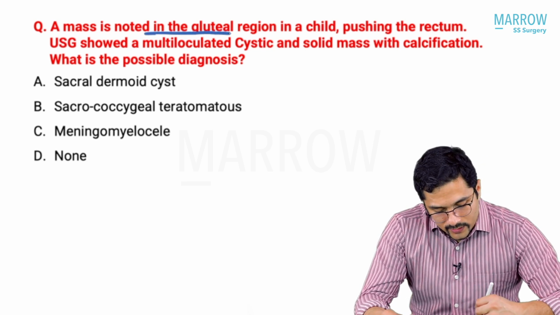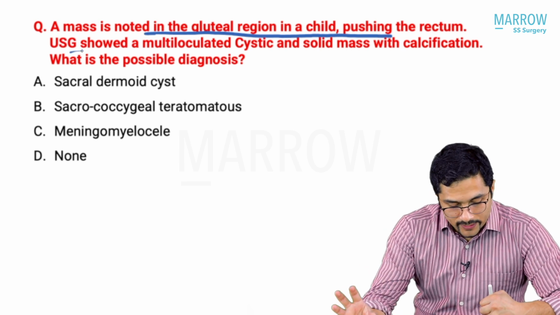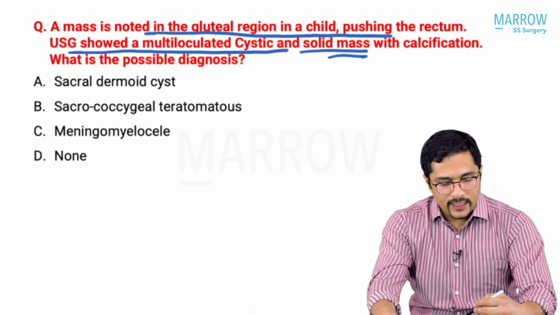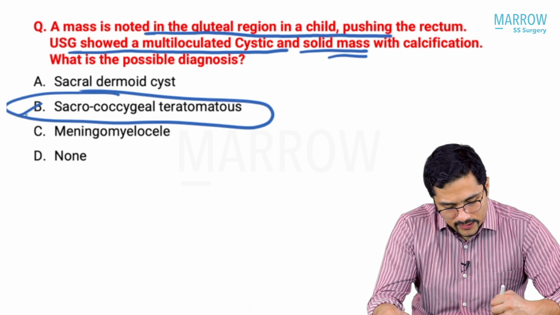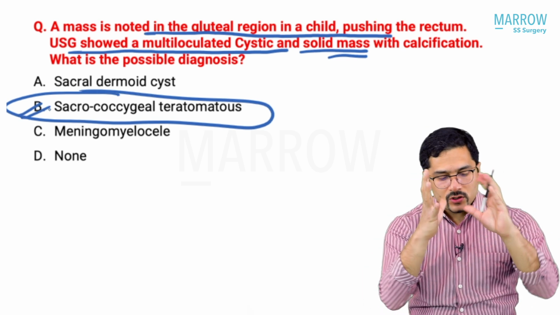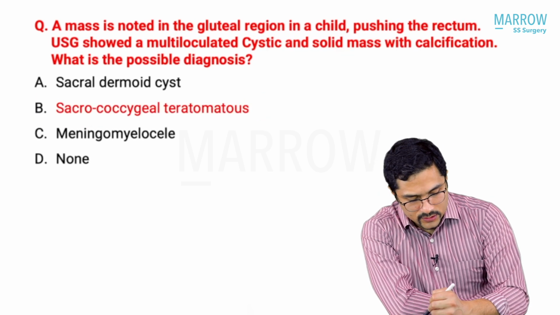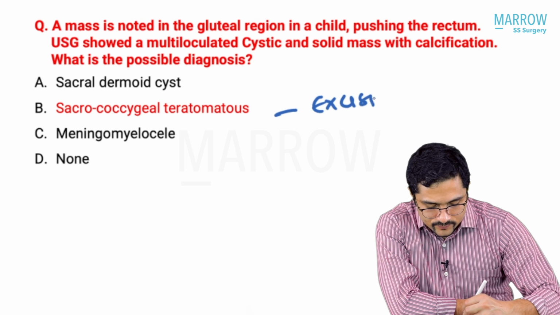A mass is noted in the gluteal region of the child. It is pushing the rectum. Ultrasound shows a multiloculated cystic and solid mass with calcification. So, this is typical of a sacrococcygeal teratoma, where it is a solid cystic mass which pushes the rectum. This is a sacrococcygeal teratoma, and this needs to be excised.